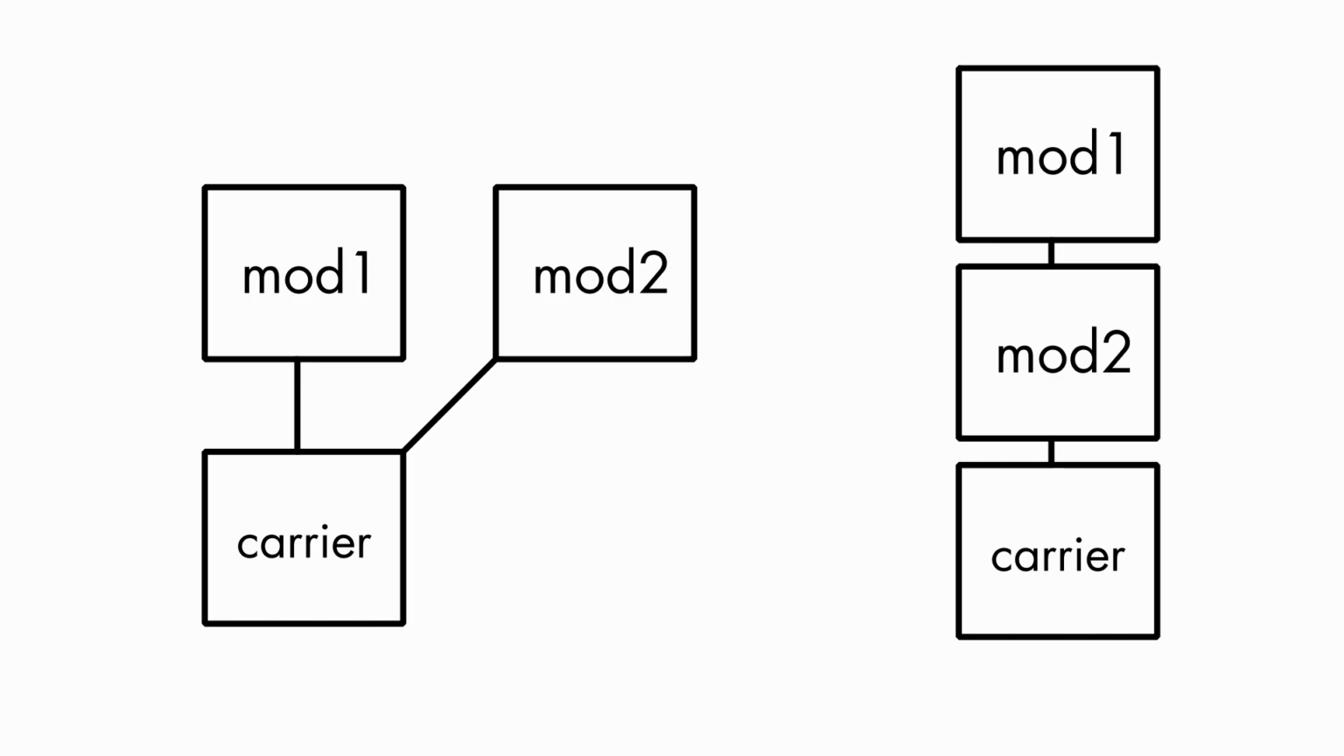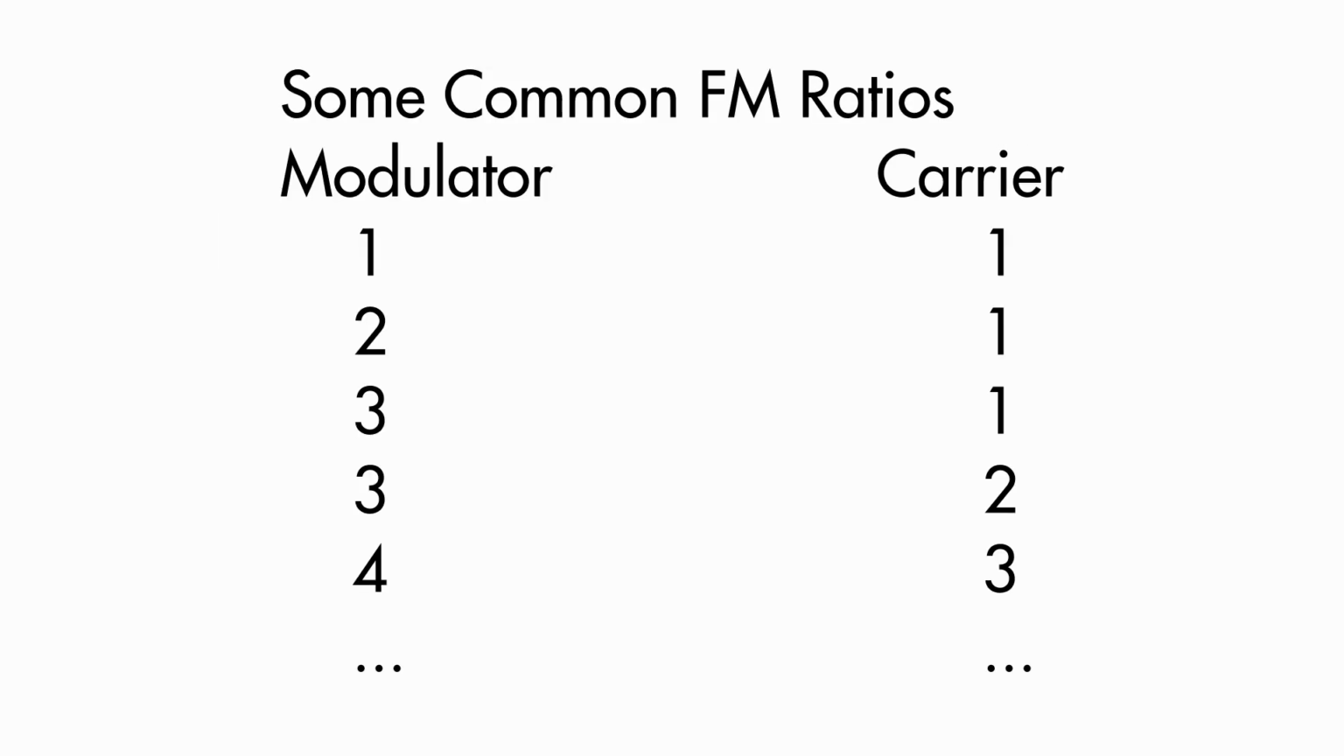In FM synthesis, the timbre of the carrier oscillator is changed by one or more modulator oscillators. Typically, the frequency of the modulator oscillators track the frequency of the carrier. Common frequency relationships include integer or whole number multiples of the carrier frequency, such as 2 to 1 or 3 to 2. These are known as ratios.